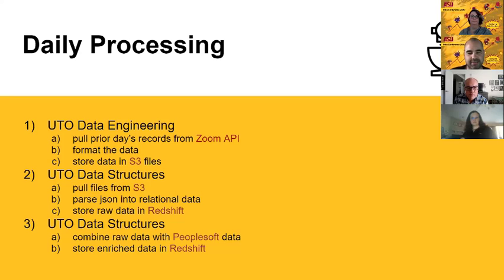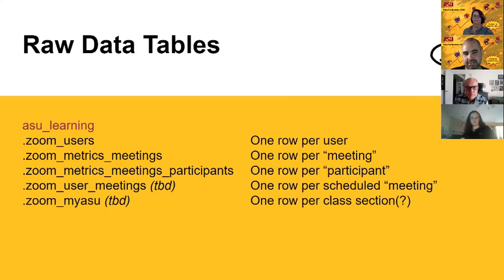So the raw tables that are coming in with the actual API data, we have a user level table, we have a meeting level table, we have a meeting participants table, and then there's a couple that we may or may not end up building. One is another meeting level table. It just includes different information from a different API endpoint.